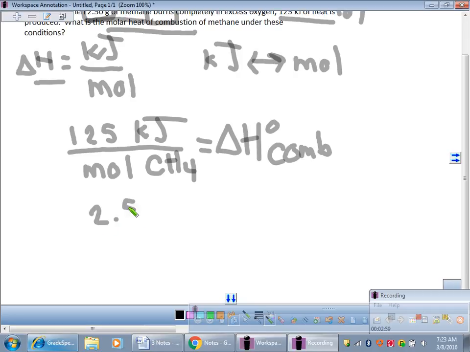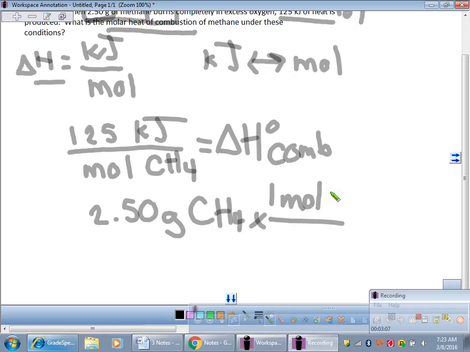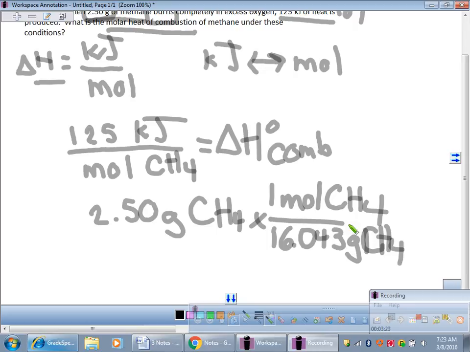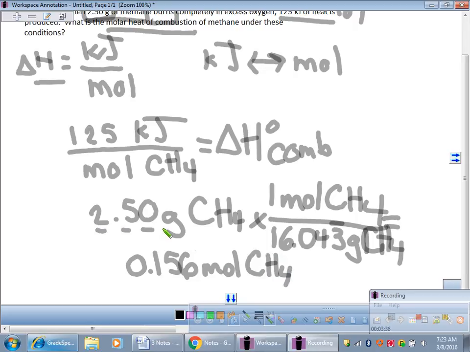So if we have 2.50 grams of methane, we can convert that to moles of methane with our molar mass of methane, which of course you get from the periodic table. You guys have been doing this for a while, so that should make sense. We are taking old concepts and mixing them in with our new concepts. Alright. So once we convert to moles, our answer is 0.156 moles of methane. That's because we have 1, 2, 3 sig figs.